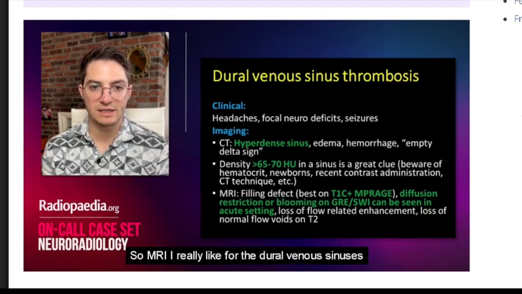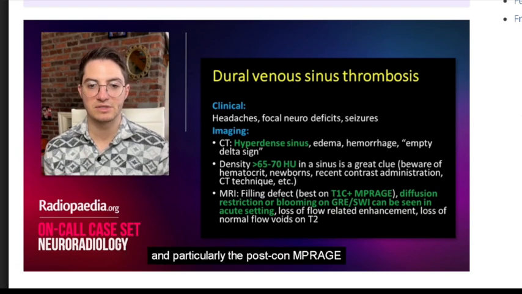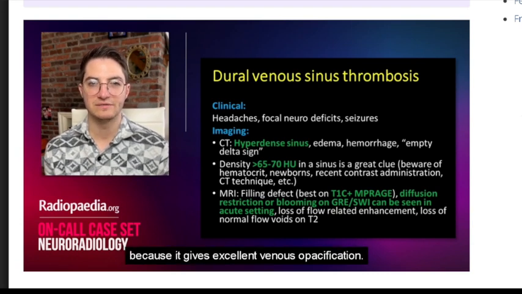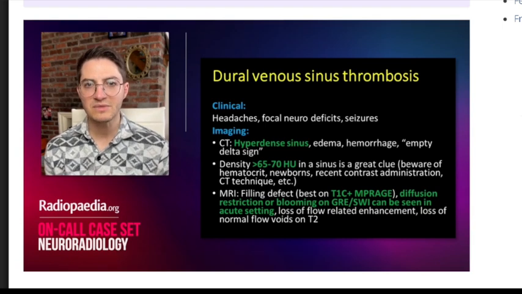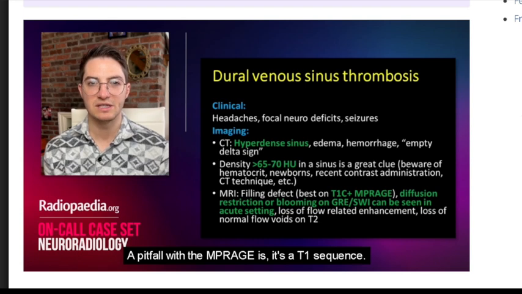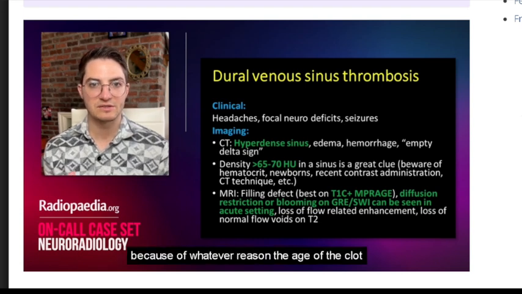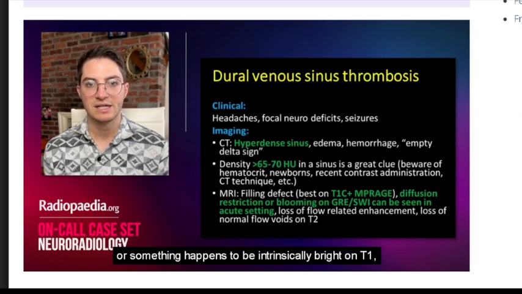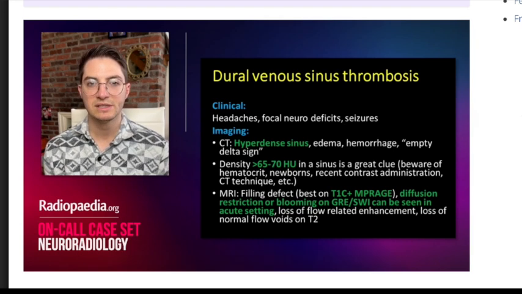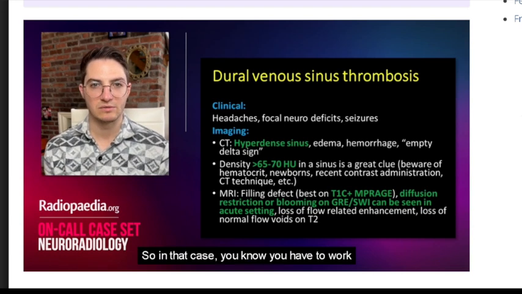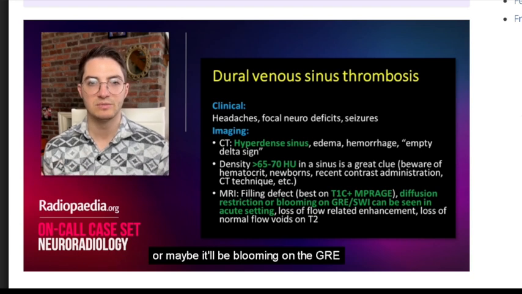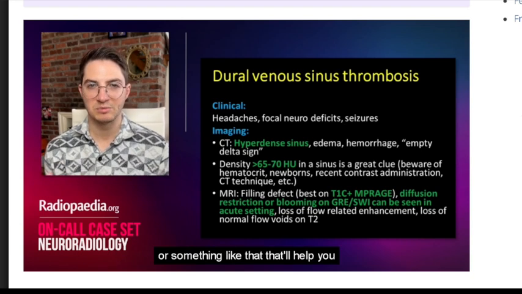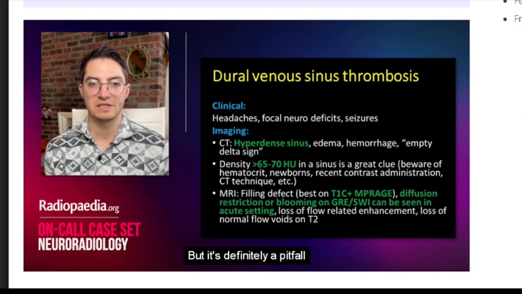So MRI I really like for the dural sinuses, and particularly the post-contrast MP-RAGE, because it gives excellent venous opacification. So any filling defect is going to be very conspicuous. A pitfall with the MP-RAGE is it's a T1 sequence. So if the clot, because of the age of the clot or something, happens to be intrinsically bright on T1, then it can blend right in with the contrast and you won't see it. In that case, you have to work with other sequences. Maybe it'll be bright on diffusion, or maybe it'll be blooming on the GRE, that'll help push you in that direction. But it's definitely a pitfall.